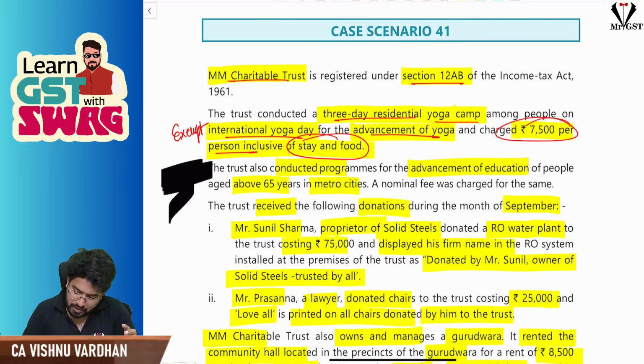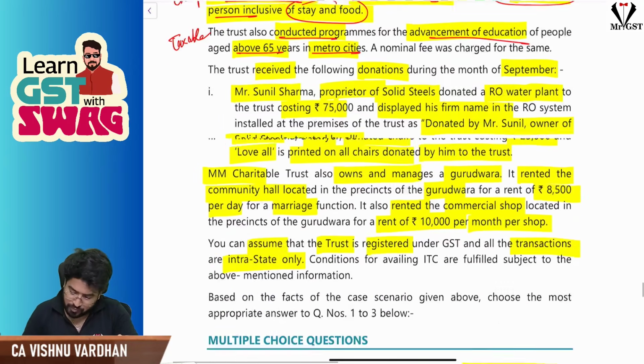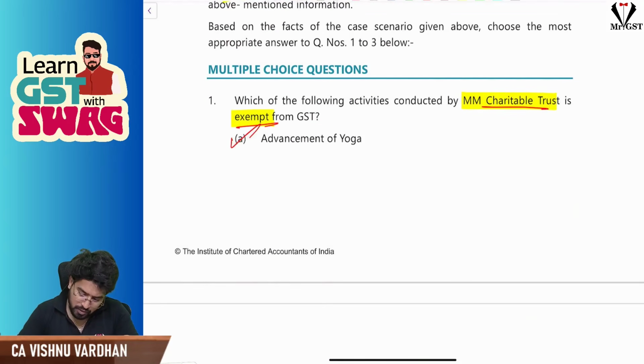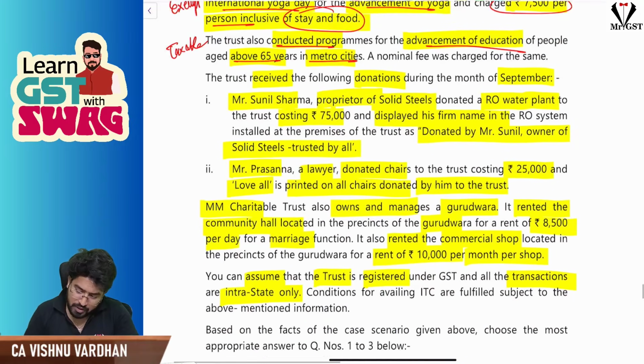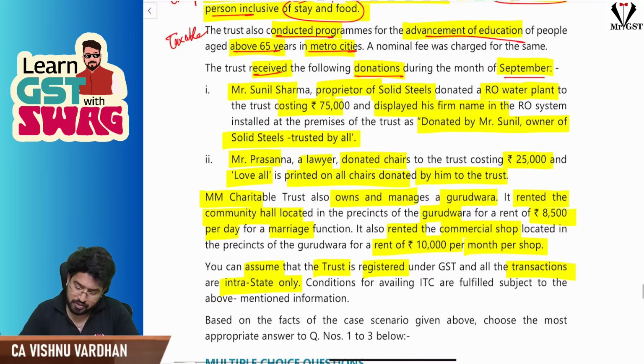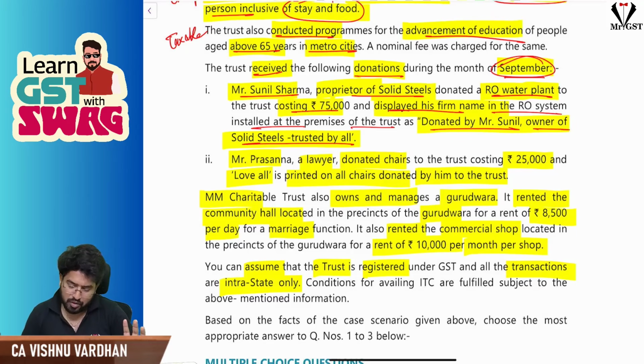And they are also conducting programs for advancement of education for above 65 years in metro cities. You know, in rural area only it is exempt, in metro cities it is taxable. So if you see the first question, advancement of yoga is exempt, advancement of education is taxable. Okay. Next, they have received the following donations with respect to September. Mr. Sunil Sharma, proprietor of Solid Steels, RO water plant costing 75,000, displayed his firm name in the RO system installed at the premises of the trust, donated by Mr. Sunil, owner of Solid Steels, trusted by all. And they have received from Mr. Prasanna, lawyer, donated chairs 25,000, love all, printed on the chairs donated to the trust.